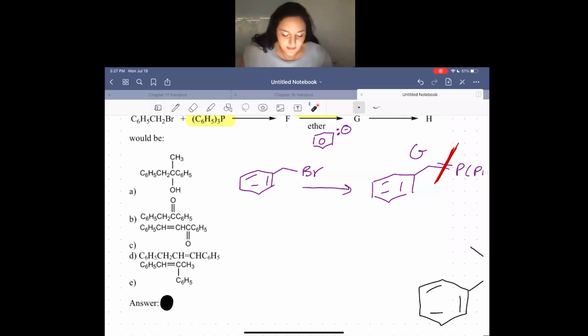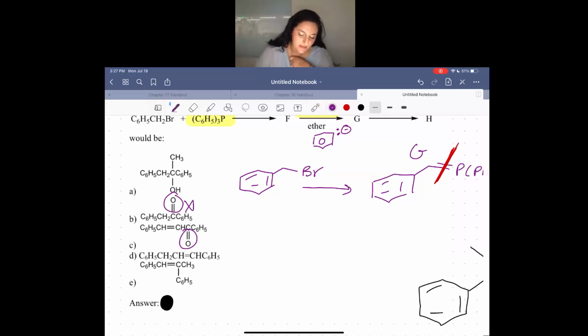So let's find which answer choice matches here. First of all, this one has a double bonded oxygen. Trash. So we've already gotten rid of two choices, right? This one does not have a double bond whatsoever. Trash, where's the double bond? So now you're stuck with D and E.